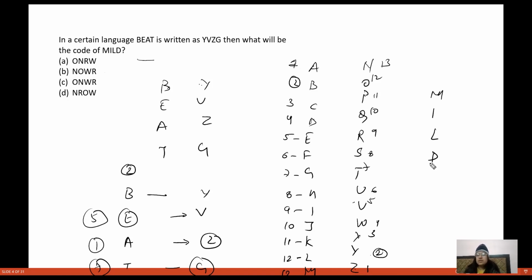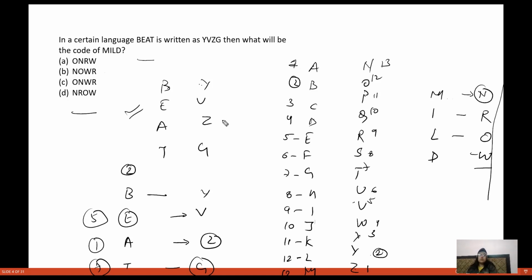So MILD, you have MILD. M is what? 13. So what is the corresponding 13? N. I is what? I is 9. What is the corresponding 9 number? R. Now you know your answer is NROW. But let us see. L is what? L is 12. And what is the corresponding 12? O. So now it's checked also. And D is what? 4. And what is the corresponding 4? That's W.